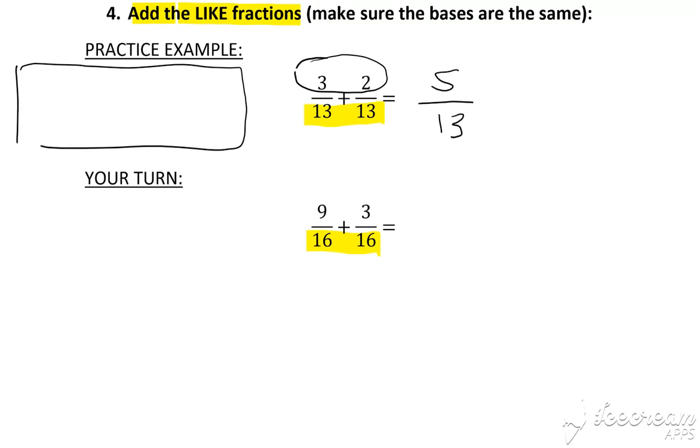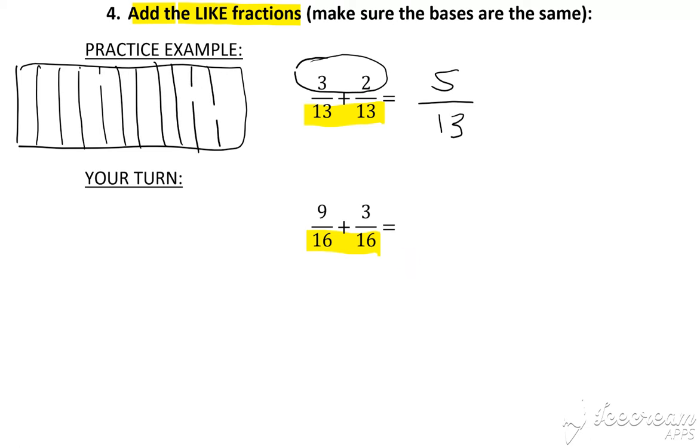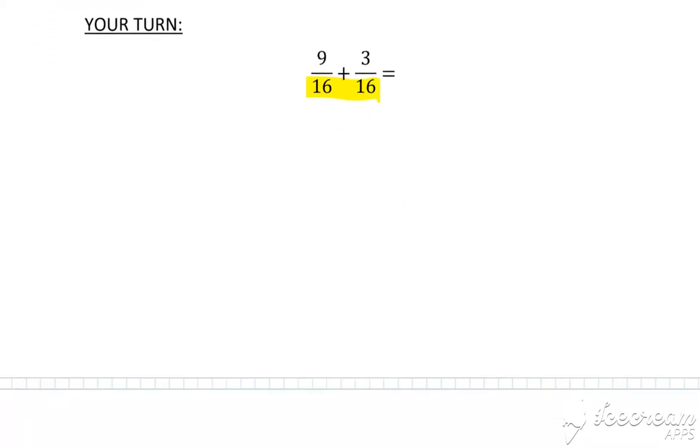And what this is saying to us is that I had 13ths, 1, 2, 3, 4, 5, 6, 7, 8, 9, 10, 11, 12, 13. And initially I had 3 pieces, 1, 2, 3. Then I got 2 more pieces, so in total I have 5 pieces. So I'd like you to give this one a go, adding just the tops, leaving the bottom the same.